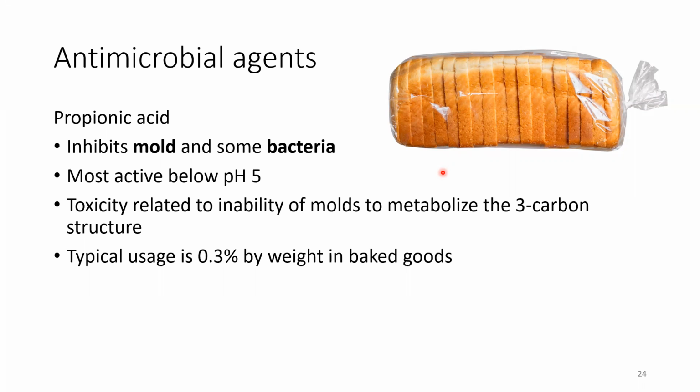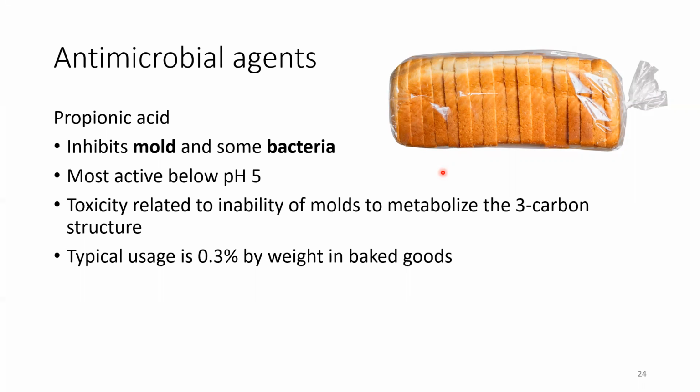So almost everything that you purchase in the store, bread, muffins, cakes, all of these things, any kind of baked good with moisture still in it is going to have propionic acid in it as a mold inhibitor. That's the principal way that bread goes bad, is that it starts to grow mold on it. So this propionic acid is added there to prevent that from happening.